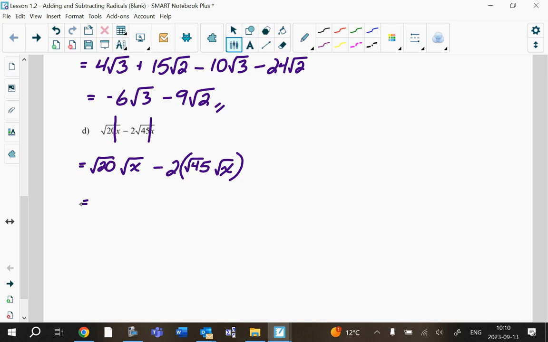Okay. Root 20. Can I split it? Yes. There is no perfect square that goes into this. I can't simplify root x, so I just leave it. Minus 2. Can I simplify the root 45? Root 9, root 5, and I still have a times root x after that, which I can't break up.